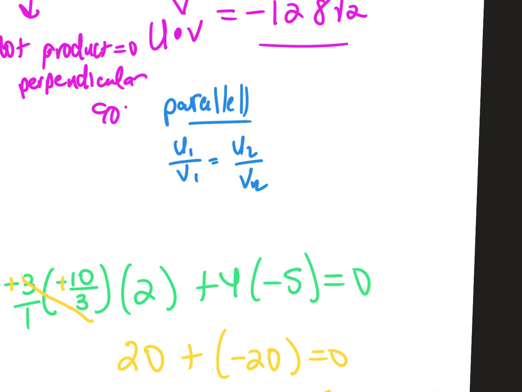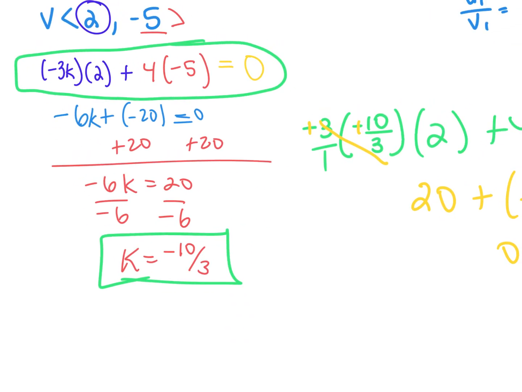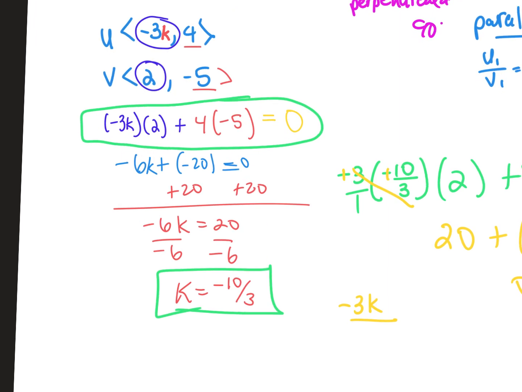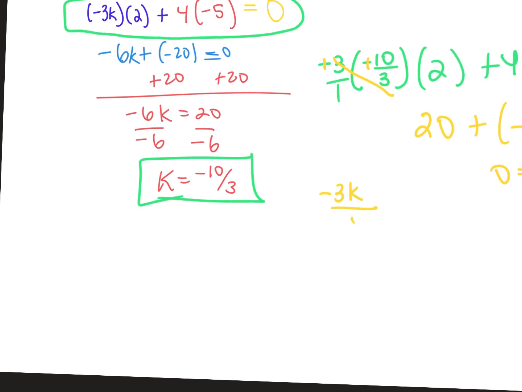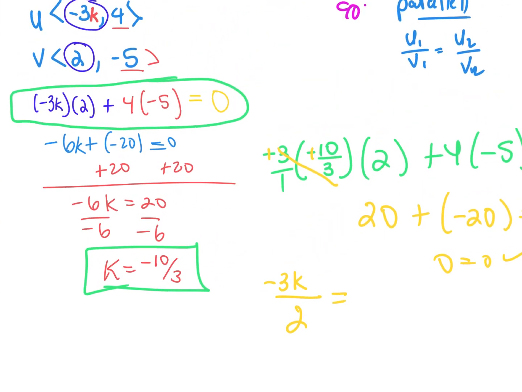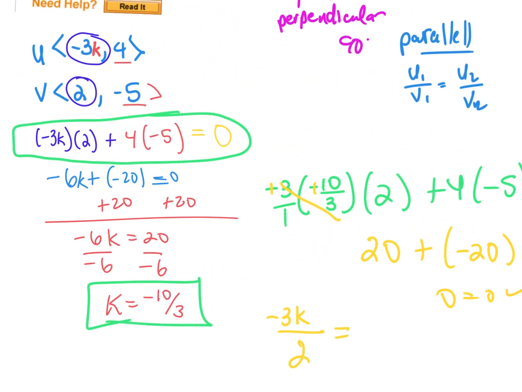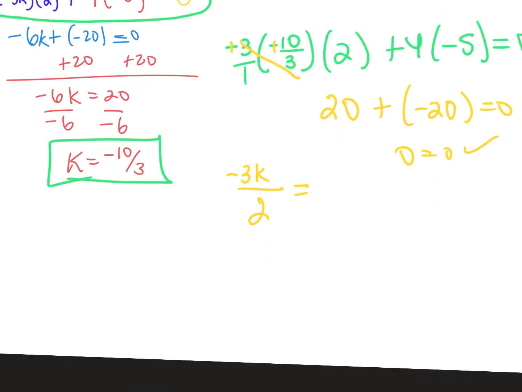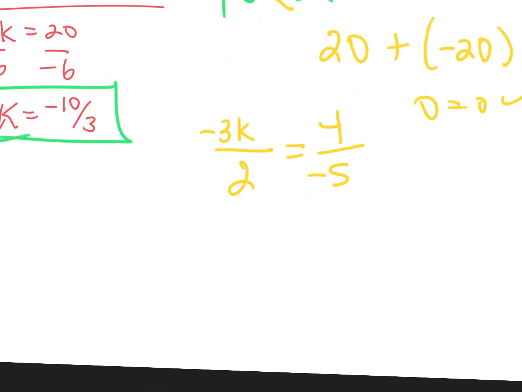Now, if they asked what value would make these parallel, you would do the same thing. What's your first? -3k, so -3k over what? What's your first in the bottom one? 2. Equals second over second. So what over what? What's the second value in the first vector? 4 over, what's the second value in the second vector? -5.